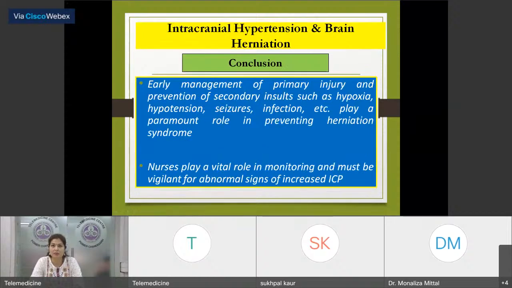Early management of primary injury and prevention of secondary insults such as hypoxia, hypotension, seizures, and infection play a paramount role in preventing herniation syndrome. So we as nurses, that's a take-home message, have to take a vital role in monitoring and make sure that we are vigilant to detect any abnormal signs of increased ICP, because it can lead to a better outcome for our patients. Thank you.